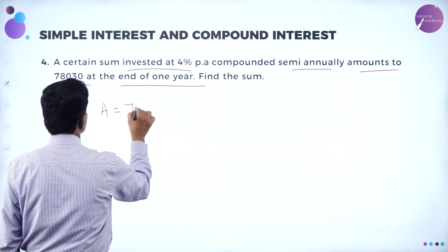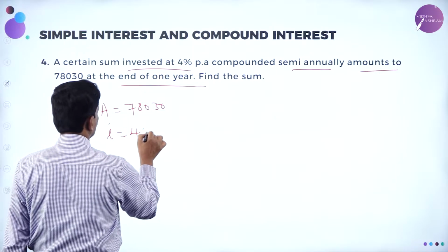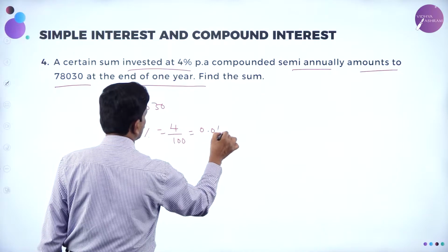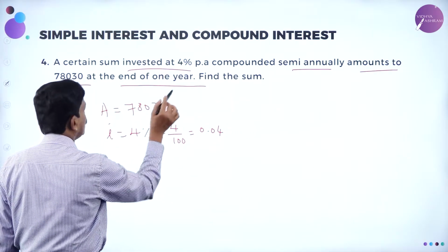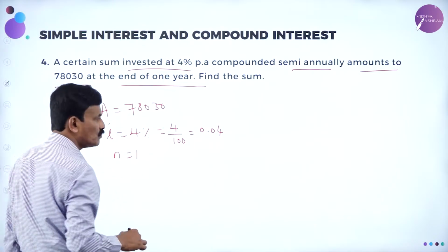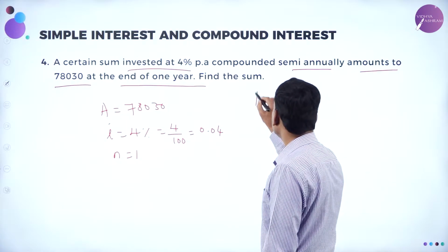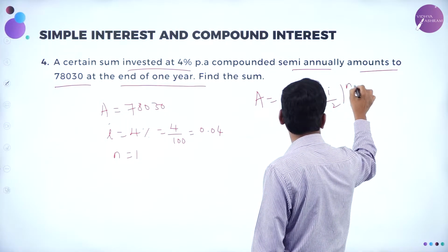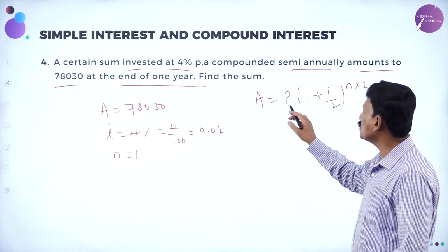Amount is equal to 78,030 and the rate of interest I is equal to 4% per annum, that is 4 divided by 100, equal to 0.04. Semi-annually at the end of 1 year, so n is equal to 1. Now there is a formula for this. To find the amount, A is equal to P into 1 plus I divided by 2 whole to the power of n into 2. So this is the formula we are going to use to find the amount.